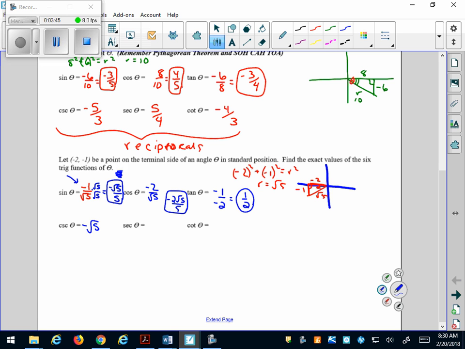But okay, so secant is 1 over cosine, or the reciprocal of cosine. So again, it's going to be negative radical 5 over 2 if we use this one to reciprocal. And then cotangent is just the reciprocal of 1/2, which is 2.